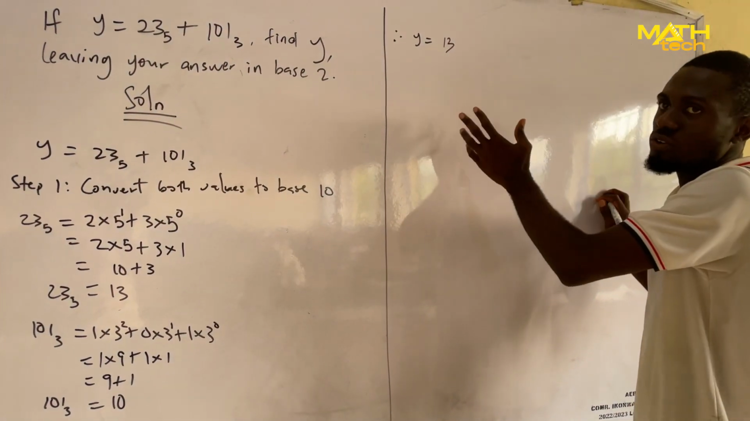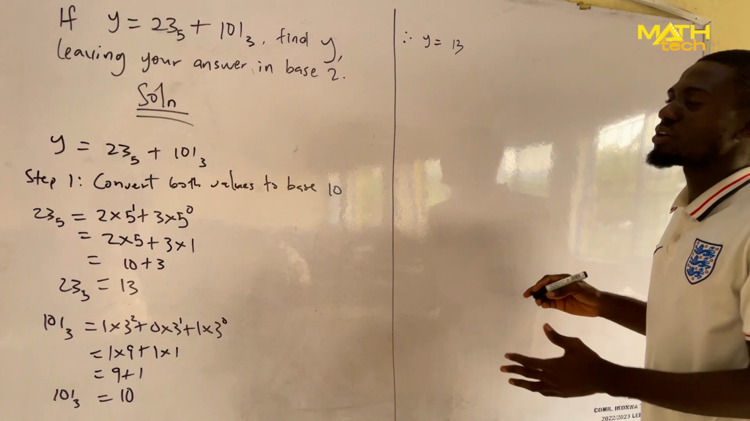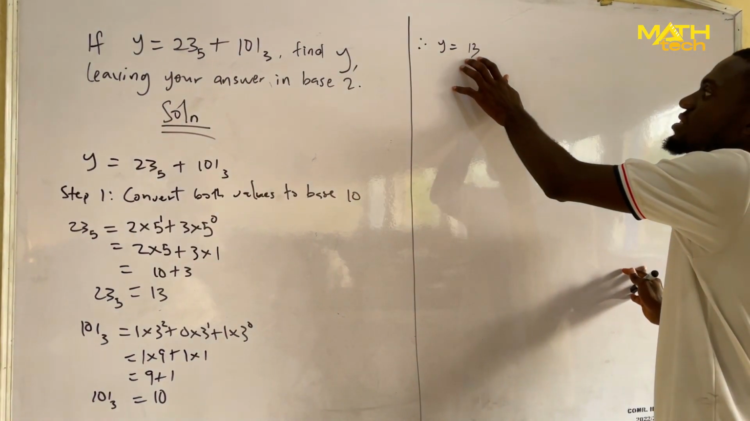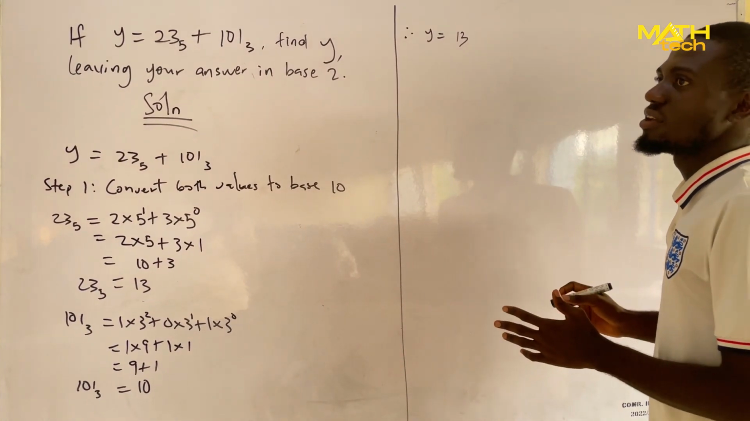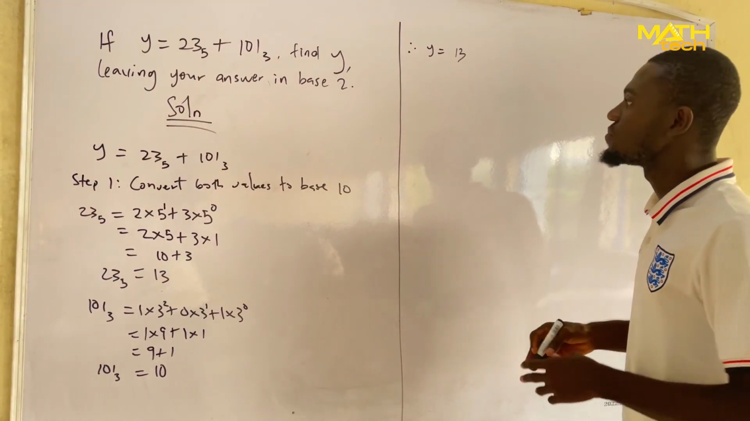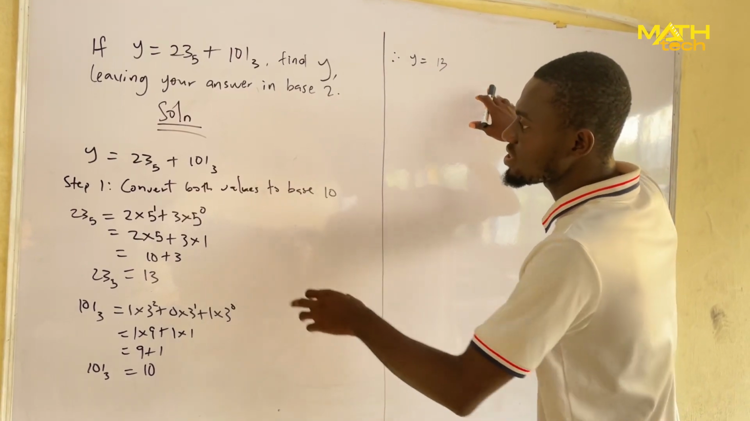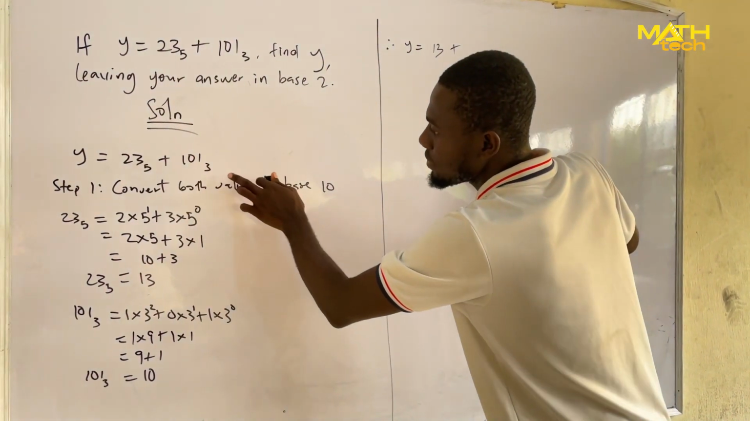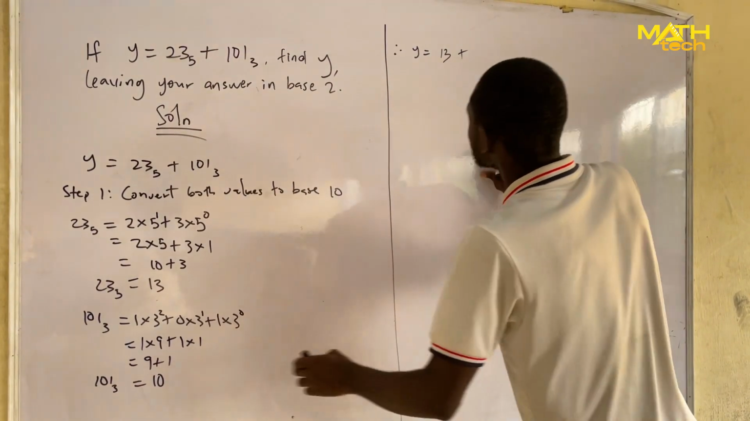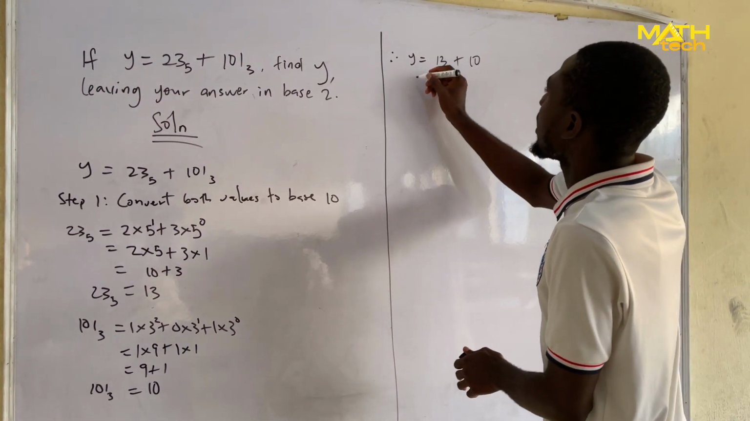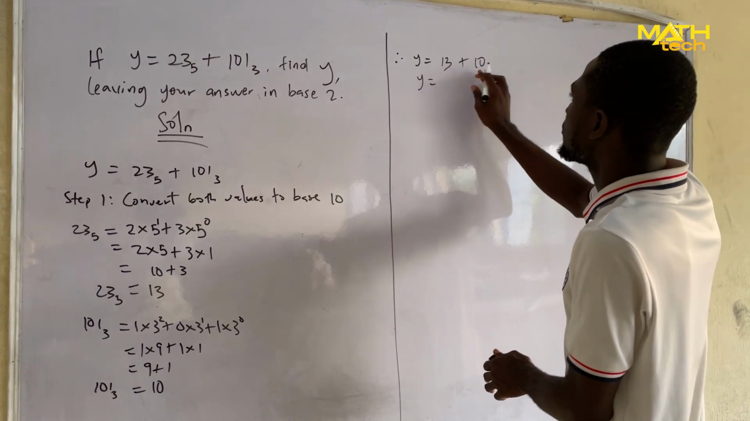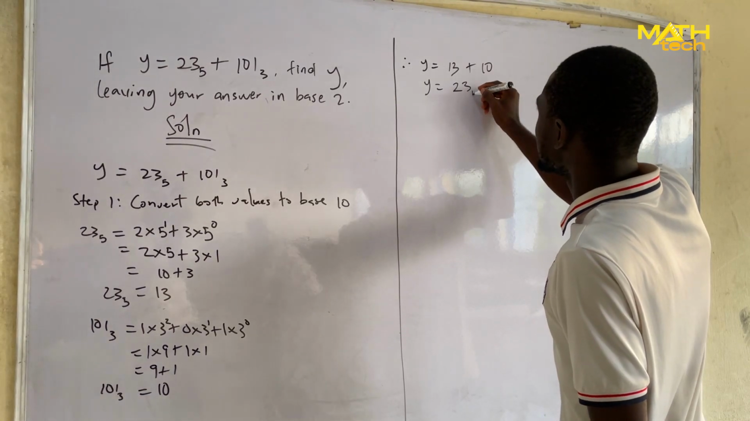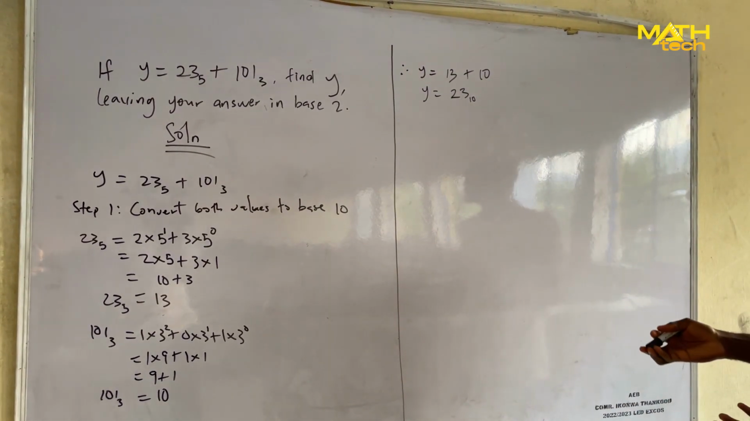It's written like this, it's correct, and also writing base 10 under is correct, but professionally and academically it is advised to just write it as a whole number like this, 13, because base 10 is our normal counting system. So y is now equal to 13, which is 23 base 5, plus our 101 base 3. 101 base 3 will be replaced with what? 10. So now we have y equal to 13 plus 10. That was what? 23. And this will be 23 what? Base 10. This is 23 base 10.